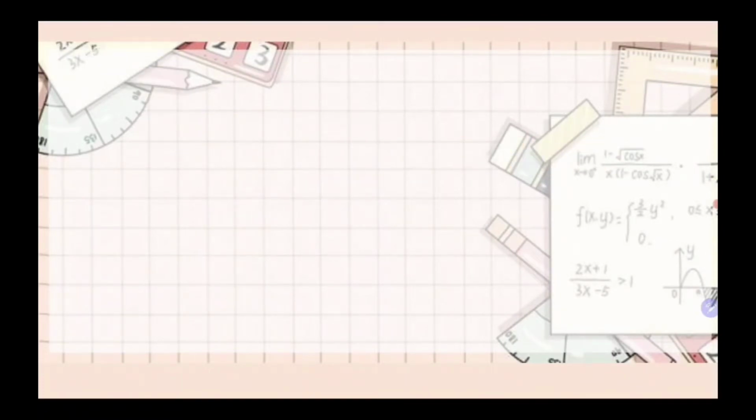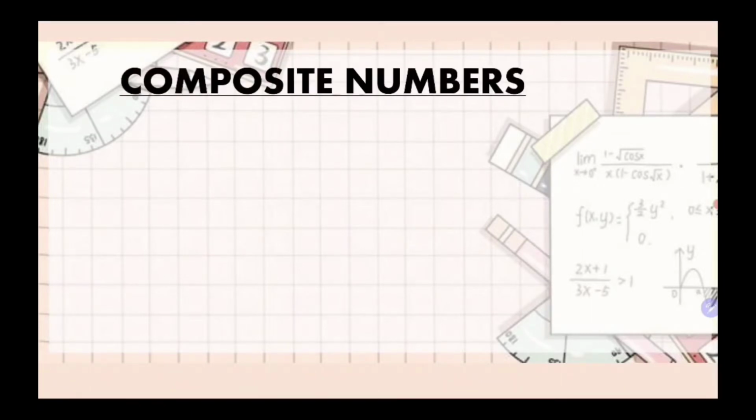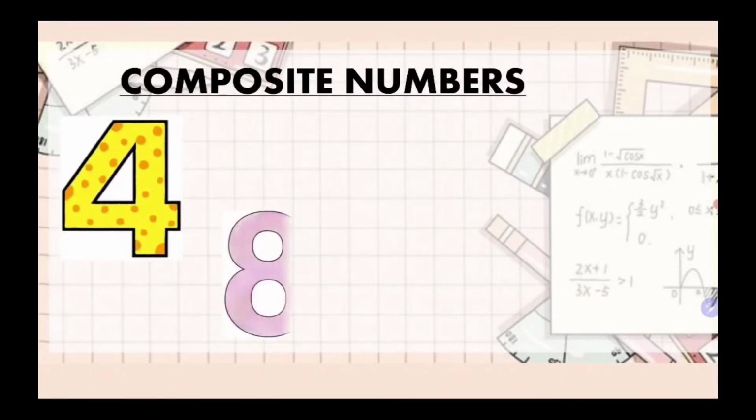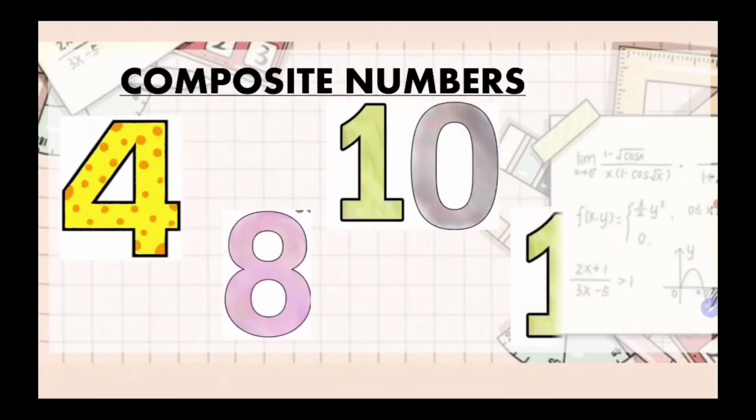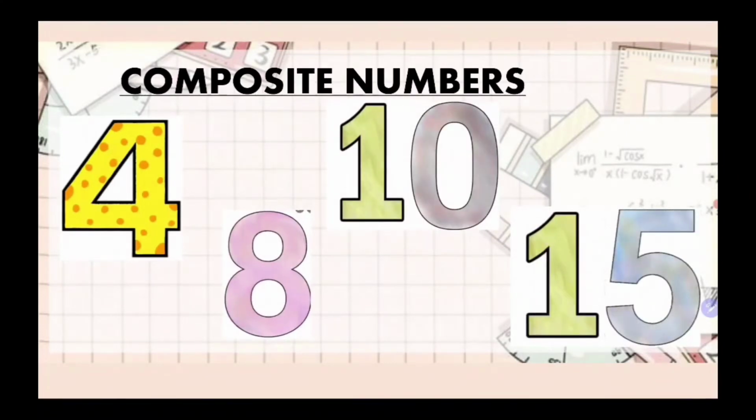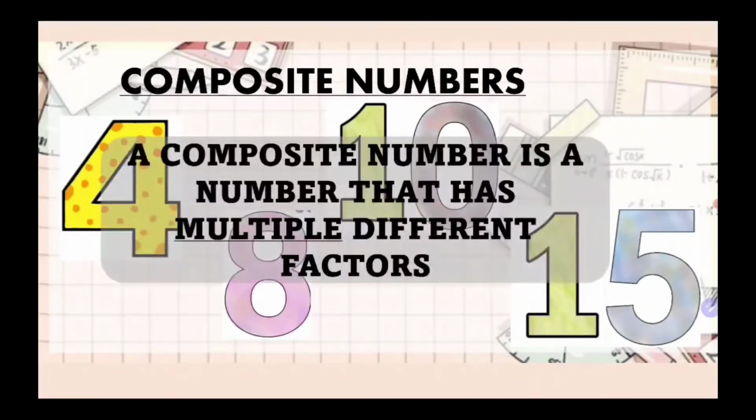Now that we have learned about prime numbers, let's learn about composite numbers. Composite numbers are things like 4, 8, 10, and 15. There are many composite numbers, way more than prime numbers. Composite numbers are numbers that have many different factors. They have more factors than simply just 1 and itself.